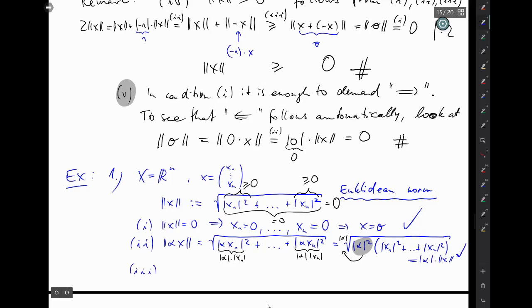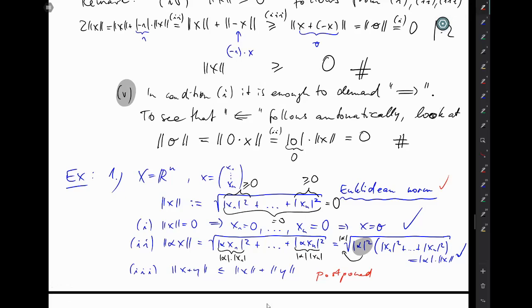Property 3 is the triangle inequality, so the norm of x plus y less than or equal to norm x plus norm y is again a bit tricky, and again, let's postpone that. I promise we're going to get to that at some point, but not now. Postponed. But of course, it will turn out to be true, and then we can call this the Euclidean norm.